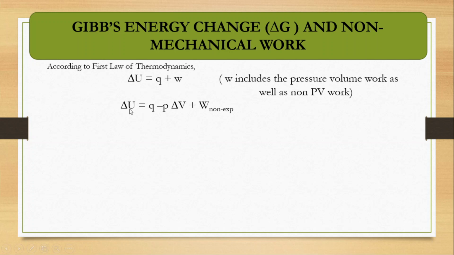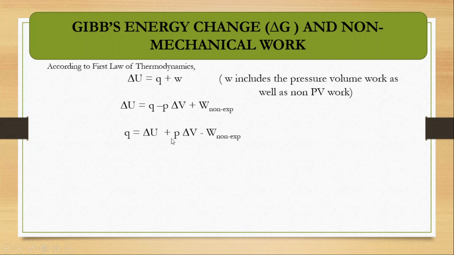So now we shall see what these equations are. Delta U is equal to Q minus P delta V. W can be written as expansion work plus non-expansion work. Expansion work can be written as minus P delta V, and non-expansion work we have mentioned as W non-expansion. We'll just rearrange the equation. Q we have kept there itself, and we have shifted this part to this side. So Q is delta U plus P delta V minus W non-expansion.